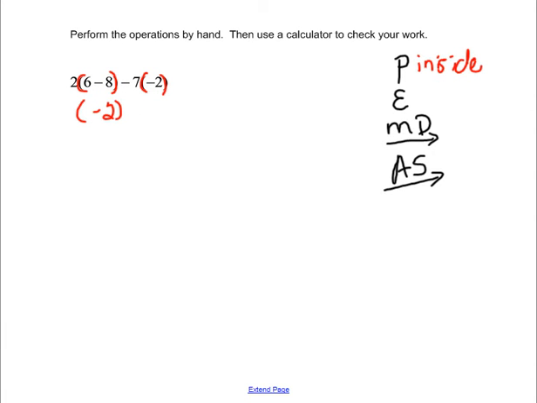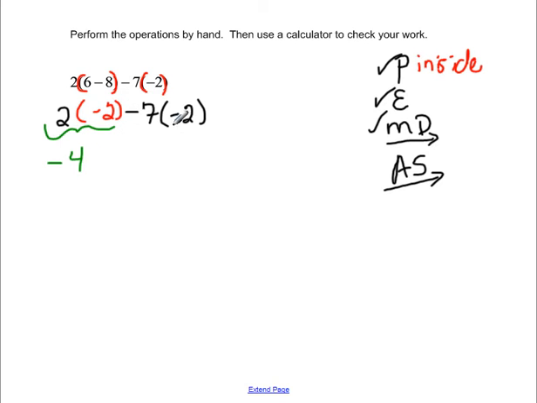And I'm bringing down everything else in the problem. Don't leave anything behind. Every step of the way, bring down everything in the problem. Okay? So we've done what was inside parentheses as much as I can. We don't have any exponents, so we can check that out. Now we're going to go ahead and do our multiplying step. So when we do the multiplication, we've got two multiplications to do. So 2 times negative 2 is going to give me negative 4.